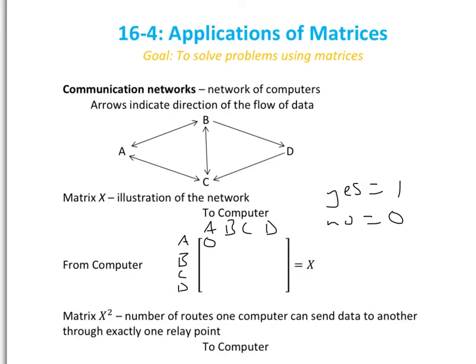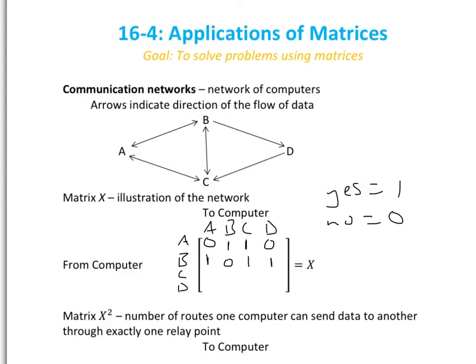Can you send information from A to B directly? Yes, that's a 1. What about A to C directly? Yes. And A to D directly? Not directly. It has to go through something else. So the answer there would be 0. All right, B to A is true. B to B doesn't make sense. B to C works. B to D works.